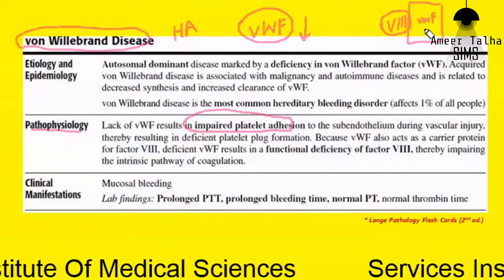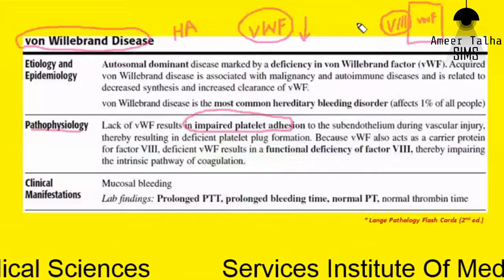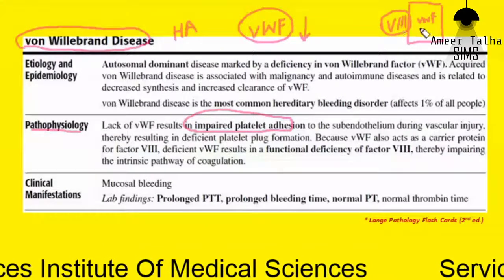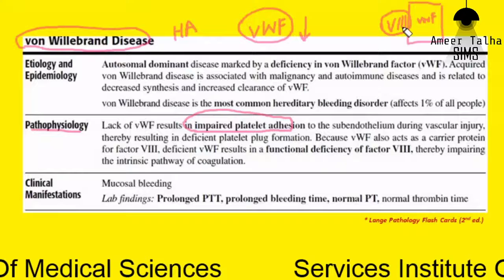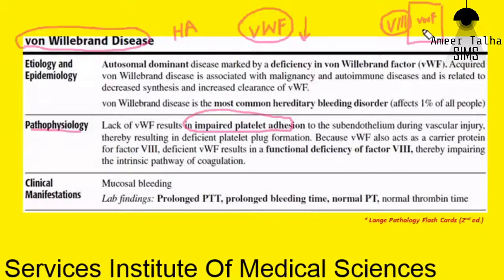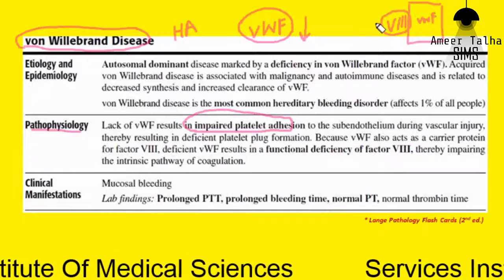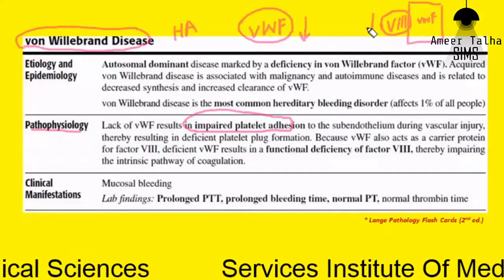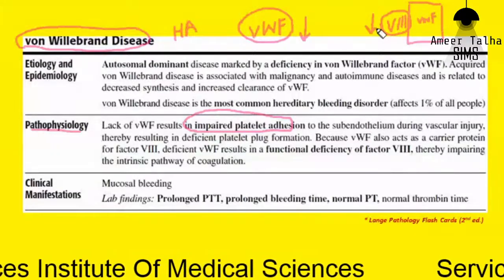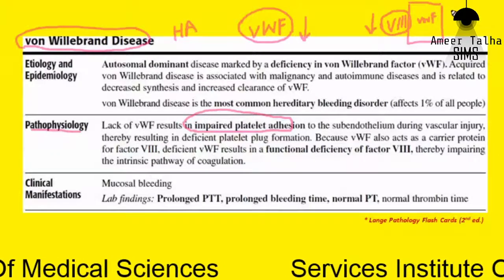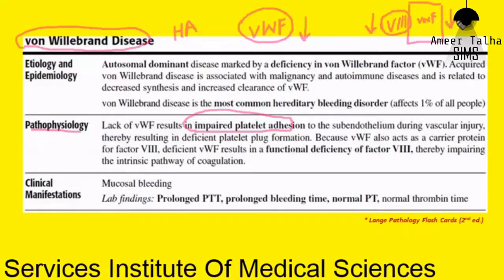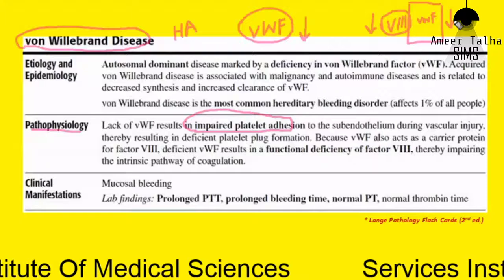So under normal conditions, both will be in their optimum levels. Synthesis of factor 8 will be normal, synthesis of VWF will be normal. If the synthesis of factor 8 is compromised, this will lead to hemophilia A or classic hemophilia. However, if the synthesis of the larger component VWF is compromised, this will lead to von Willebrand disease.